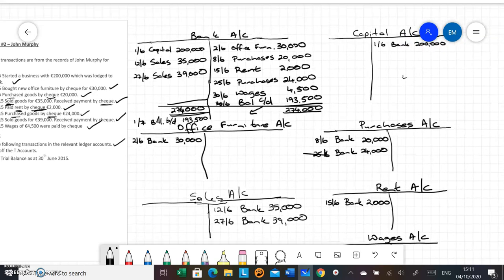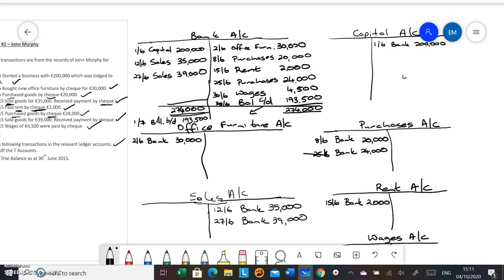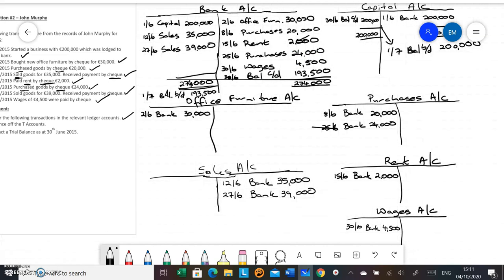Your capital account is straightforward. You've only one entry into it, so you will put the 30th of the 6th balance carried down 200,000. Close them off. So your debit side now equals your credit side, and then you will bring your balance carried down to the first day of the next financial period, 200,000. Likewise, your office furniture, even if you've only one entry in your account, you should always balance it off.